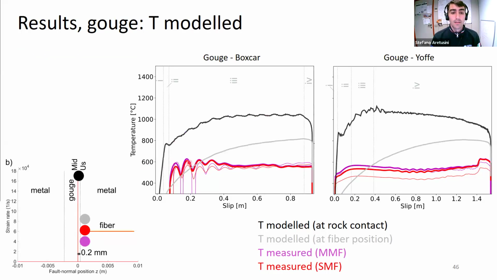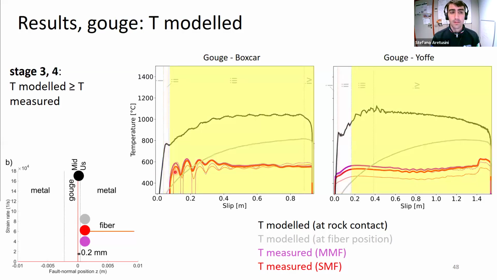If we compare the numerical model results, the light gray curve is basically the output of the model in correspondence of the fiber tips, so on the boundary between the gauge and the metal holder. The model temperature is lower than the measured temperature at the very beginning during dynamic weakening, or is not really measurable, as in this case, in which probably frictional power wasn't high enough. And later on, the modeled temperature is actually higher than what we directly measure during the experiments.